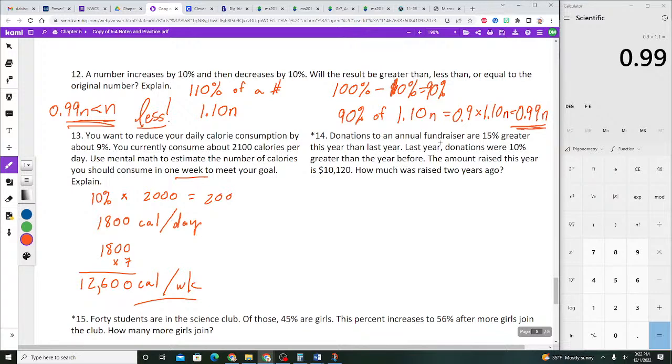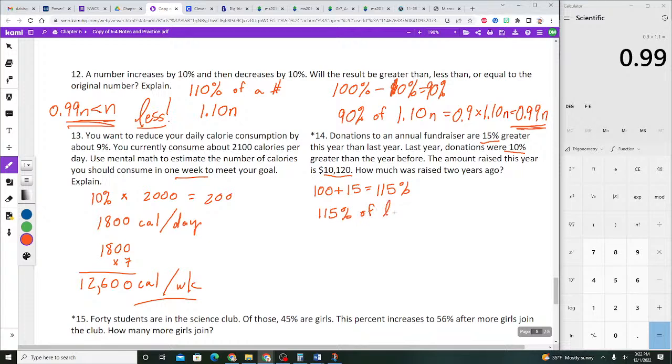So donations to an annual fundraiser are 15% greater this year than last year. Last year, donations were 10% greater than the year before. The amount raised this year is $10,120. How much was raised 2 years ago? Okay, so donations are 15% greater this year than last year. So last year we had 100% of whatever we had. We added 15% to it, and now we have 115%.